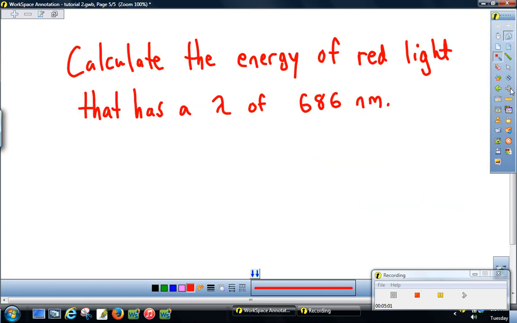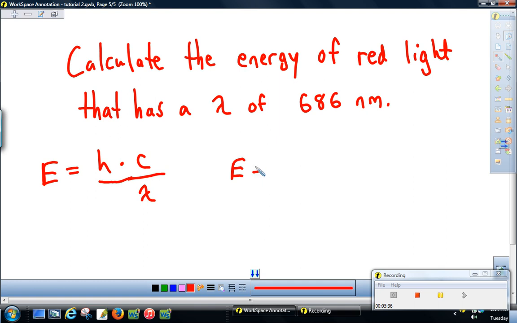If we look at light, light has the wavelength in nanometers. So if red light has a wavelength of 868 nanometers, how much energy would it be carrying? Remember that combination formula we can use? Energy is equal to Planck's constant times frequency, but remember frequency is equal to the speed of light over the wavelength. And so we can use this equation instead.